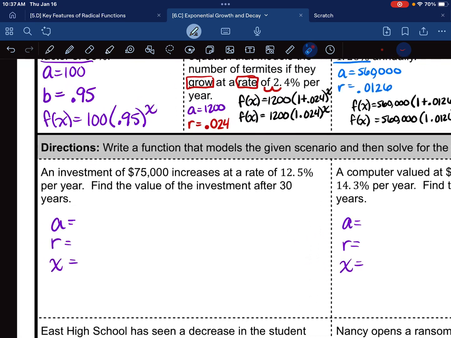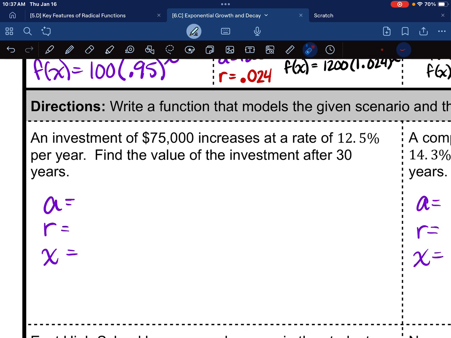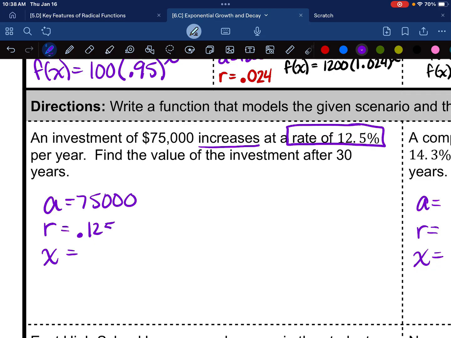So now we're reading a word problem, and we're actually going to find the value. We're going to do the calculation for it. So an investment of $75,000, that's your a value, increases, so it's positive, at a rate of 12.5%. So that means that your r is 0.125 per year. Find the value of the investment after 30 years. So that's my x value.